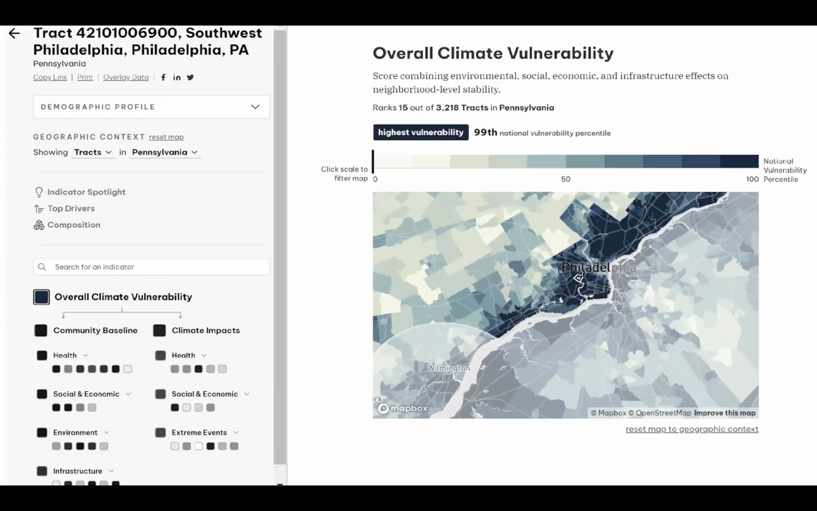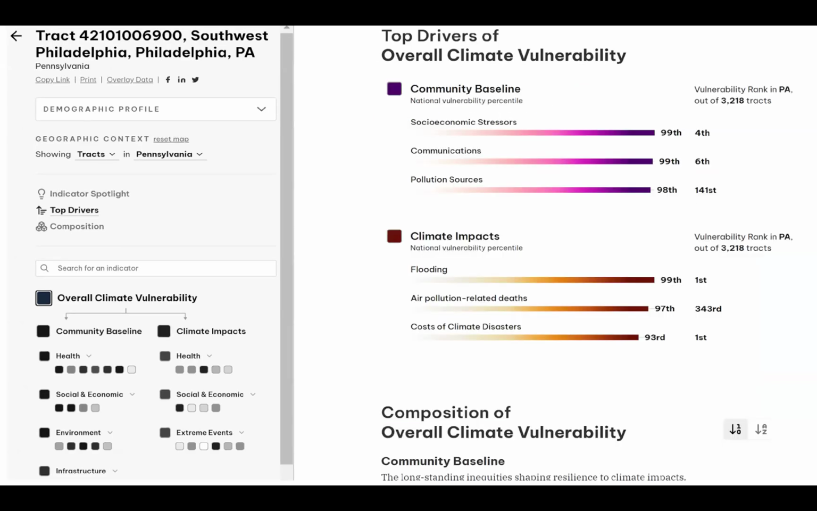When you go to Philadelphia, the census tract I clicked is ranked 15 out of 3,218. The score is 99. When we see the individual categories, it's ranked first in flooding, fourth in socioeconomic, sixth in communication, and number 1 in costs of climate disasters.